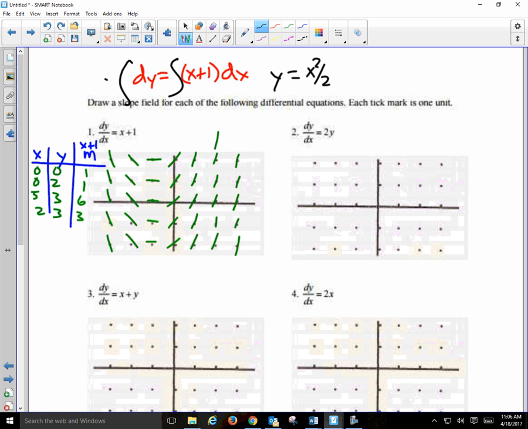X squared over 2 plus x plus some constant, right? Suppose that the initial condition is (-1, -2). What that means is that it passes through the point (-1, -2). Now, if you look, what shape does the actual equation make? It makes a parabola, right? Well, if you would just kind of follow along the path of this curve, you can see that.